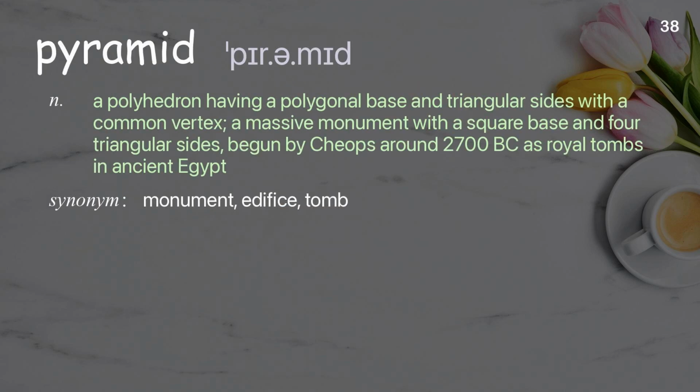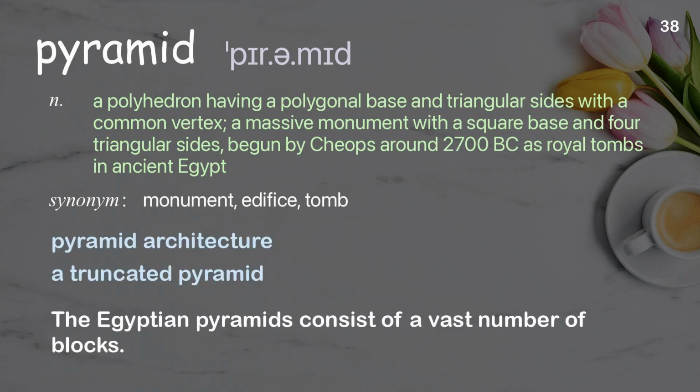Pyramid. A polyhedron having a polygonal base and triangular sides with a common vertex. A massive monument with a square base and 4 triangular sides. Begun by Cheops around 2700 BC as royal tombs in ancient Egypt. Examples: Pyramid architecture. A truncated pyramid. The Egyptian pyramids consist of a vast number of blocks.